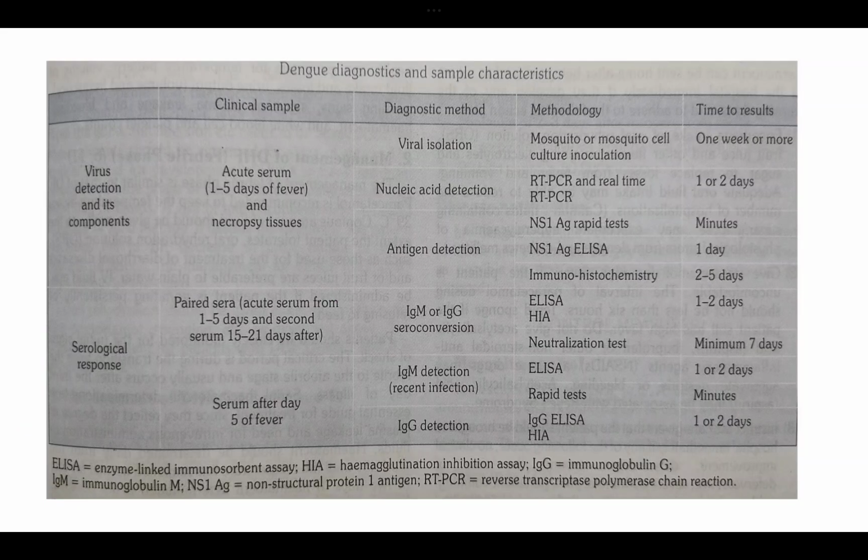Next we will move further to the dengue diagnostic and sample characteristics. So, the virus detection and its components: the acute serum in the first to 5 days of the fever, and the necropsy tissues. The diagnostic method for the acute serum is to detect the virus.